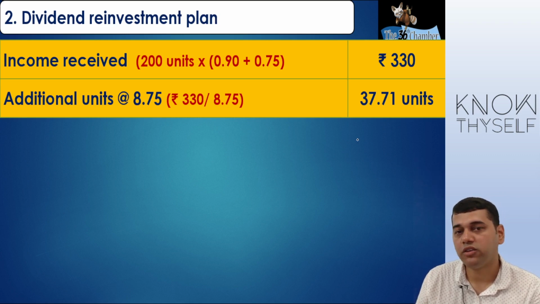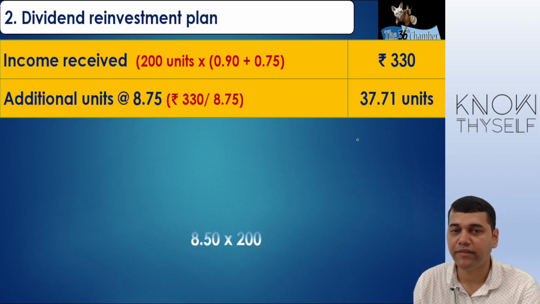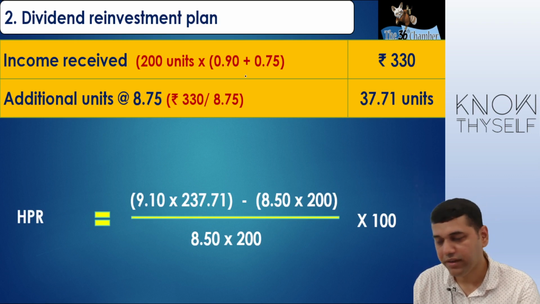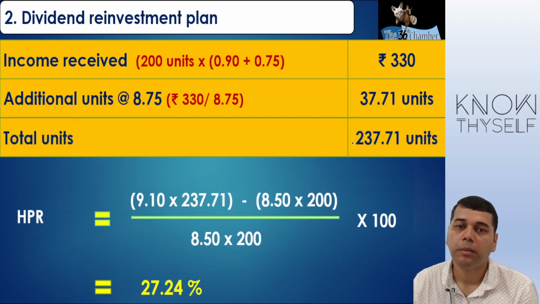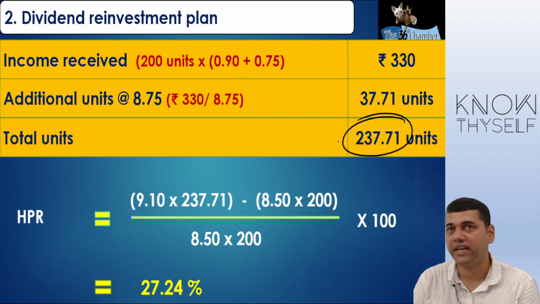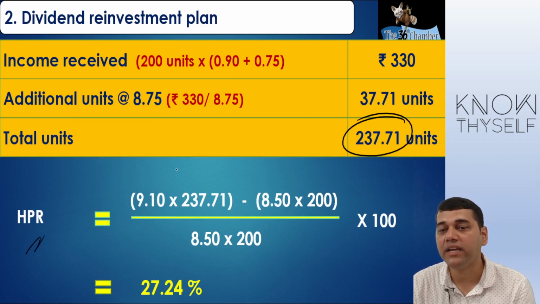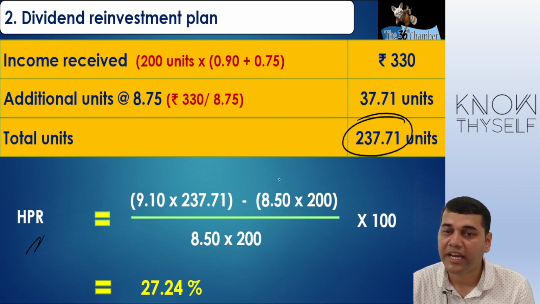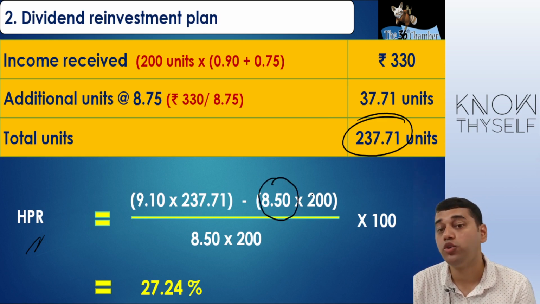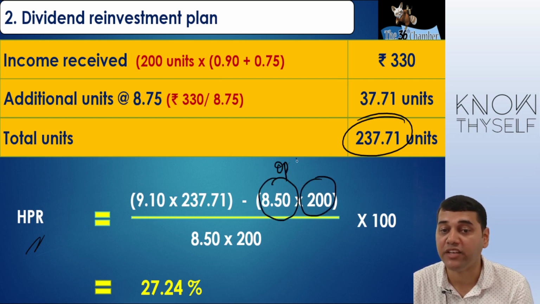Correct? And what is the closing number of units he is having? He is having a total of 231.71 units in hand. Now calculate the holding period return. See, your opening NAV is how much? 8.5. How many units did you have? 200 units. This is the opening investment.